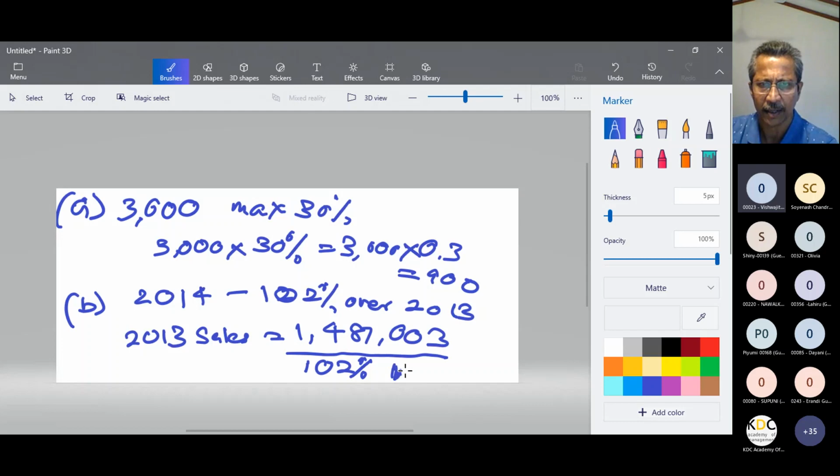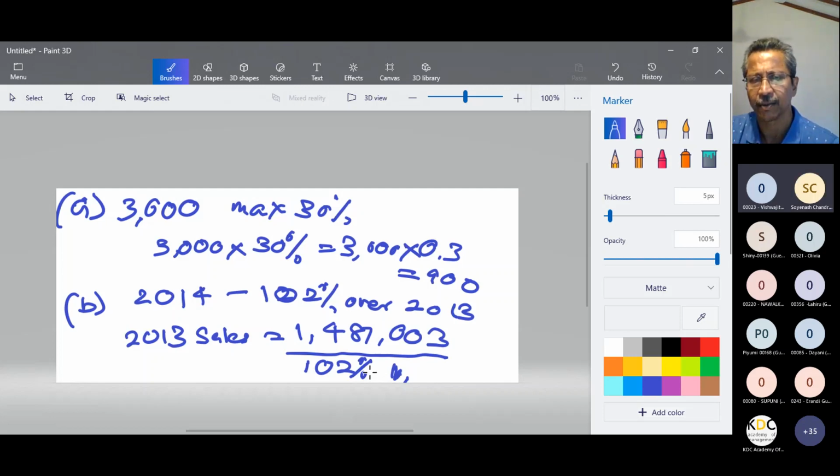1 million? So the total, I guess, after the division of this. What is the answer after the division? You are dividing by 102%. Yeah, 102. Yeah, you have to divide by 1.02, right? How did you divide? 1,487,003. You divide by 1.02.